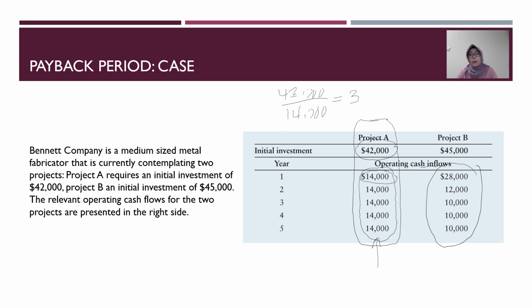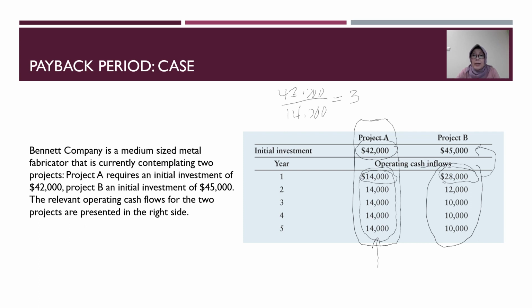So what we're gonna do is add up all the cash inflow generated by Project B, from the first year, and then the next year, and then the next year, and so on. So for the first one, we take this number, 28,000. And then we compare it with the initial investment, which is 45,000. It's still less than 45,000.